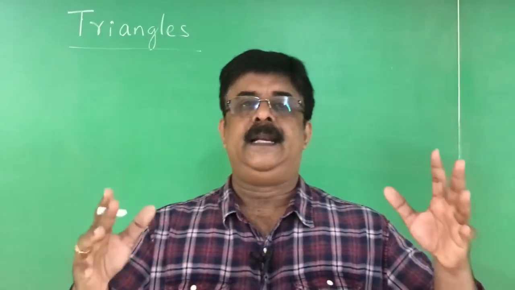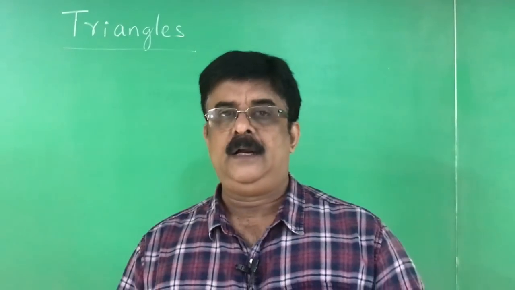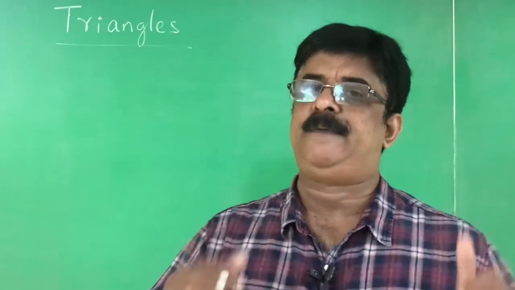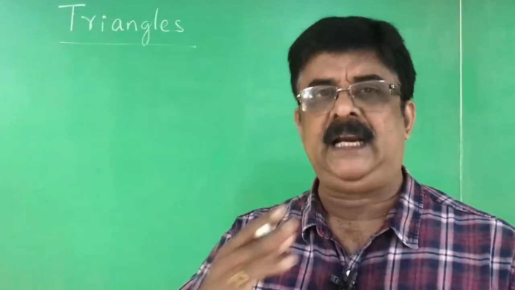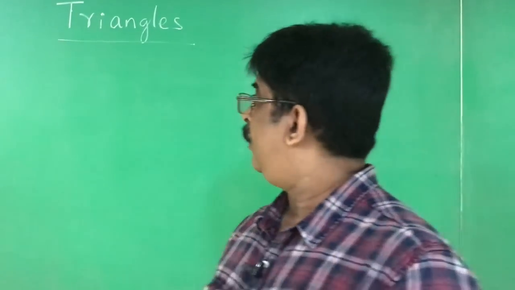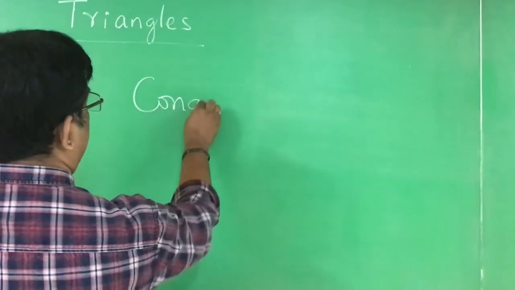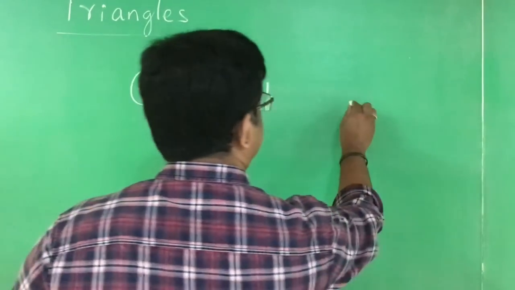Now, the name of the chapter is triangles. Total number of marks is 8. To start this chapter, certain basic things we have to understand. In geometry, we repeatedly use 2 terms. One is congruence, congruent. Another one is similar.